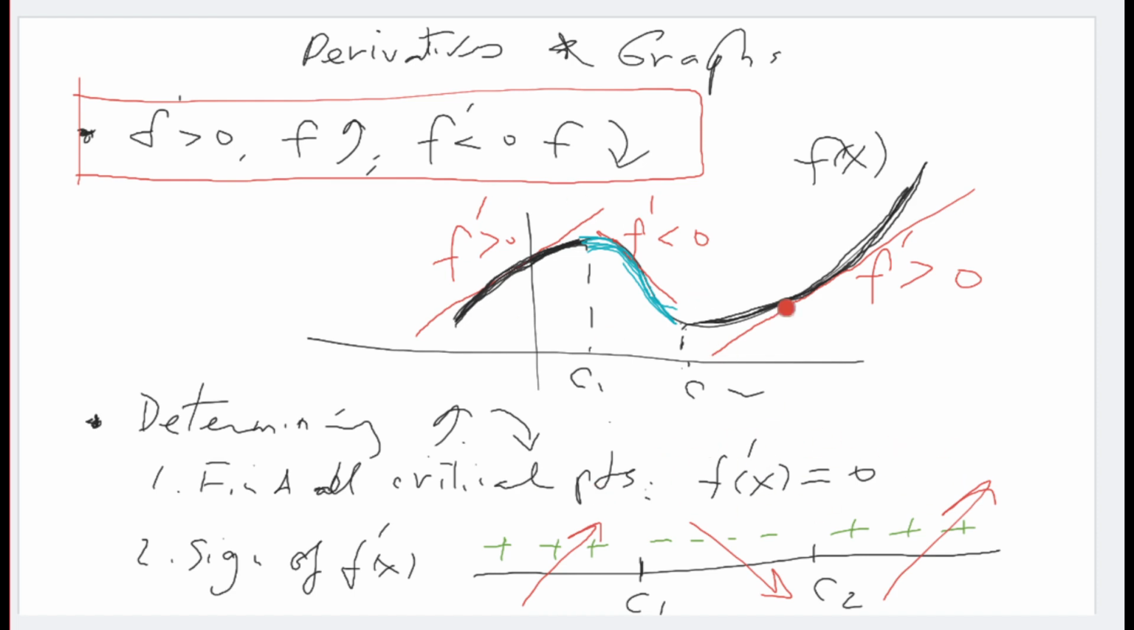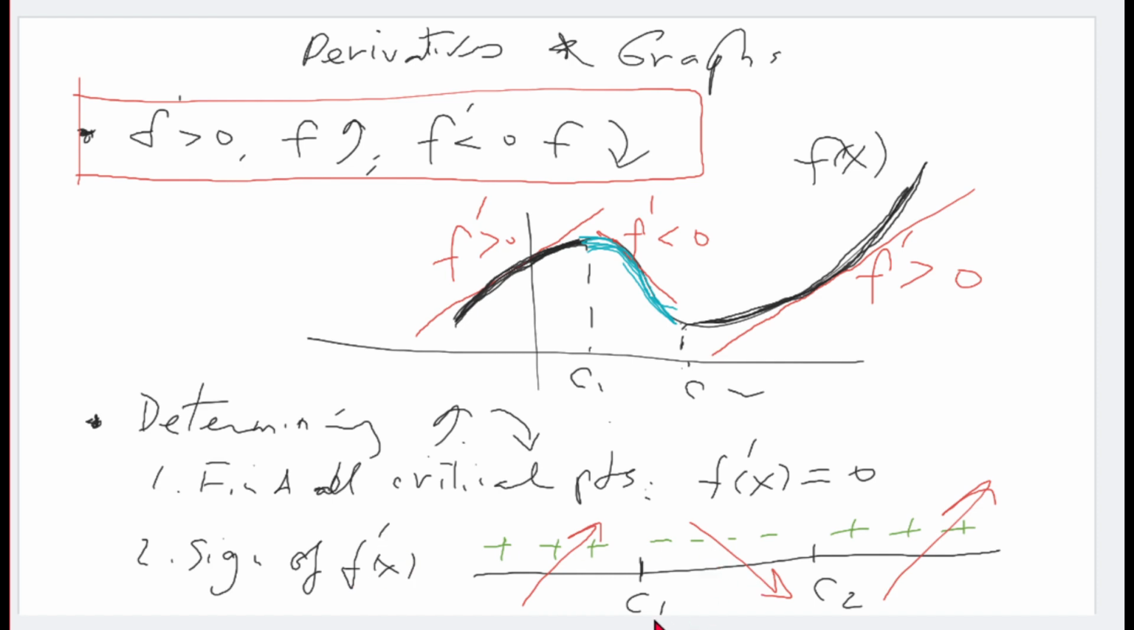And from the graph up here, you can see too, those intervals where the function decreases or increases are divided by critical points. It's not a coincidence, it can be proven. So this tells us all we need to do is to find all critical points, solve f prime equal to 0, and then create a sign chart for f prime.